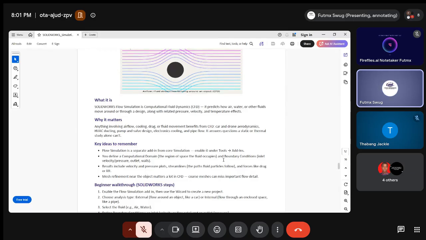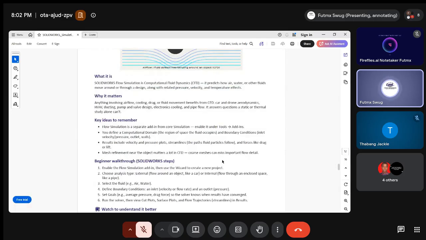So one of the key things you need to remember is that flow simulation modules are separate add-ons. For some of you that are using SolidWorks, maybe the student version, you may not have all the simulations, or you may just have some of them.